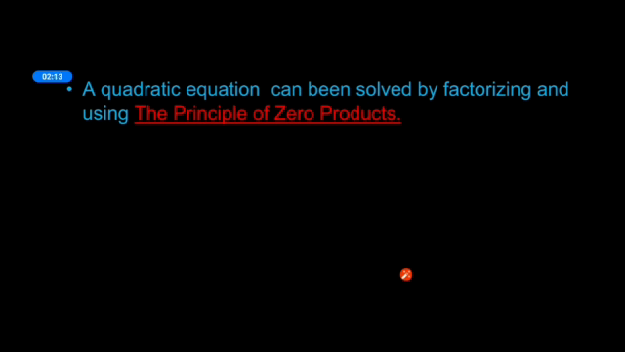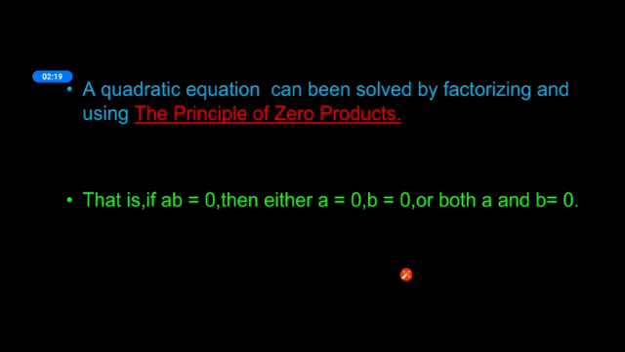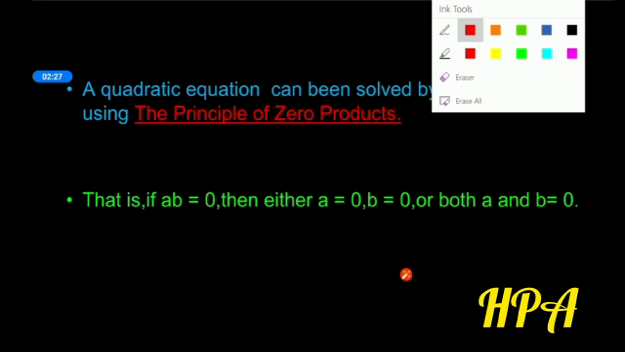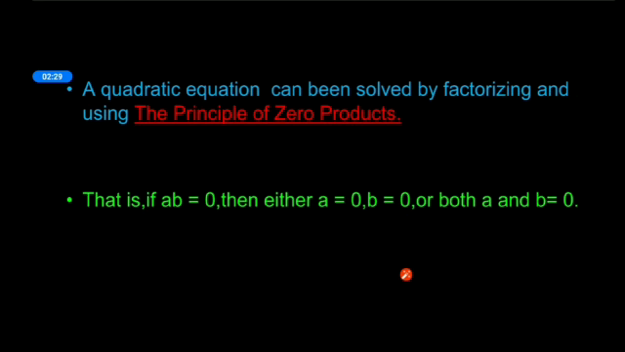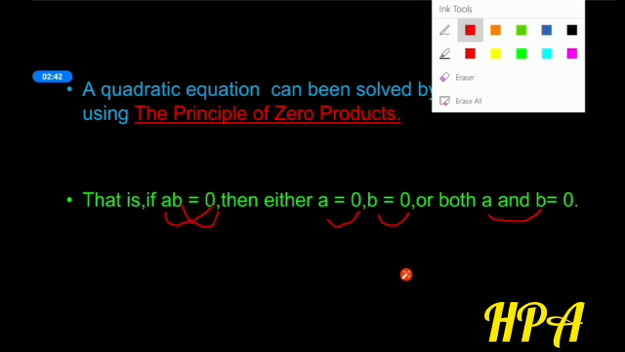A quadratic equation can be solved by factorizing and using the principle of zero product. That is, if AB equals 0, then you take A to be equal to 0, and you also take B to be equal to 0. Then either A is equal to 0 or B is equal to 0, or both A and B equal 0. So note that.